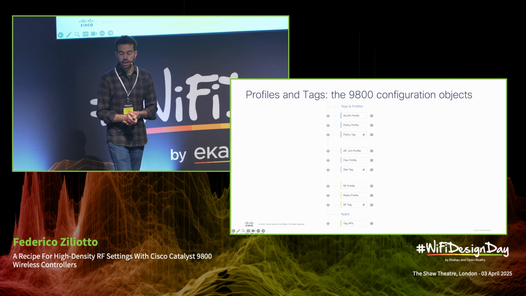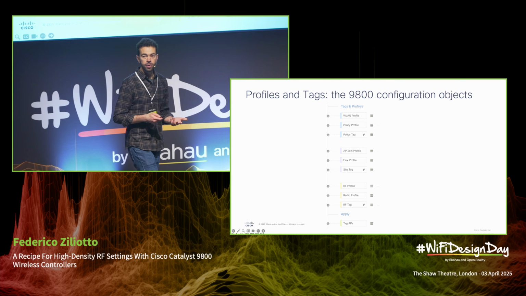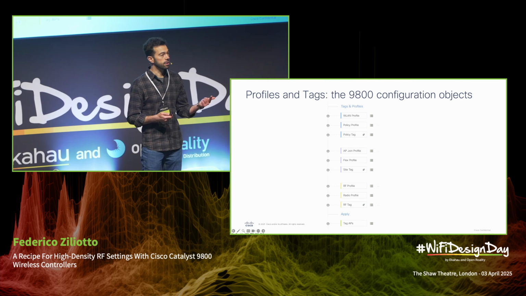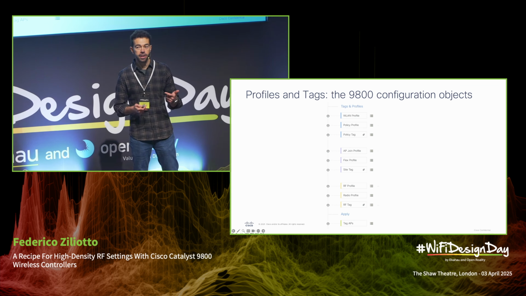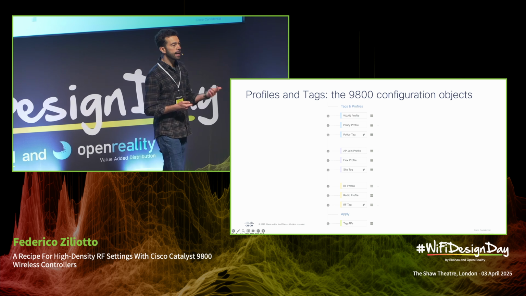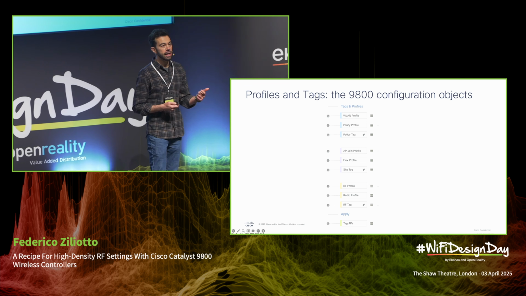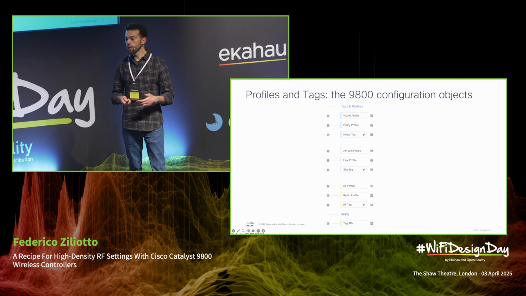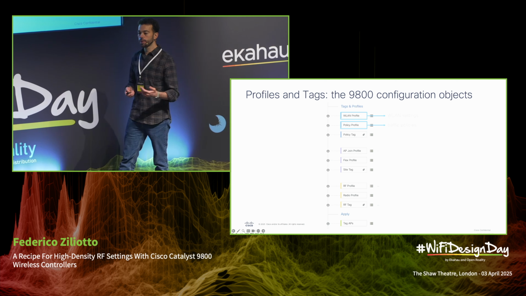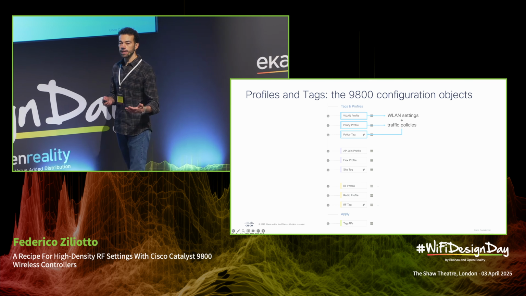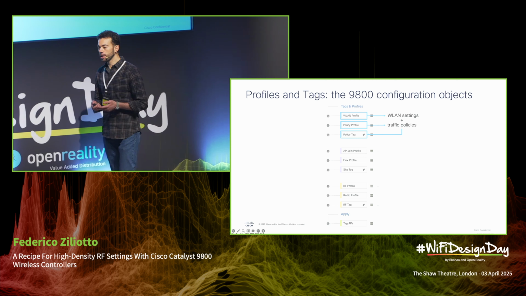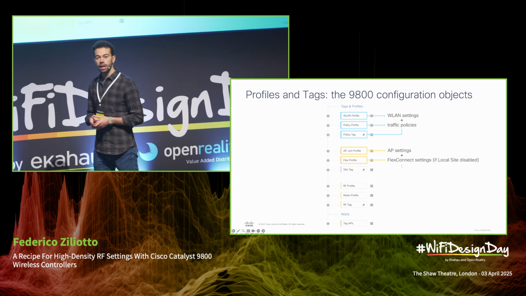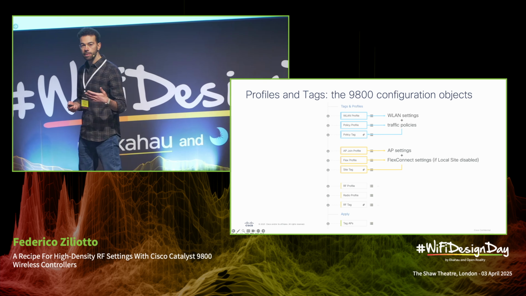In the 9800 wireless controller, we have two main objects we exploit to configure it. One is called a profile, and the other is called a tag. A profile contains the settings we'd like to apply, and then the tag takes one or more profiles and assigns them to the access points so that the access points inherit those settings. For example, we have WLAN profiles for the SSID settings, and policy profiles for the traffic policy settings. We can push them to what is called a policy tag. Similarly, for AP-specific settings, we have what are called AP join profiles.